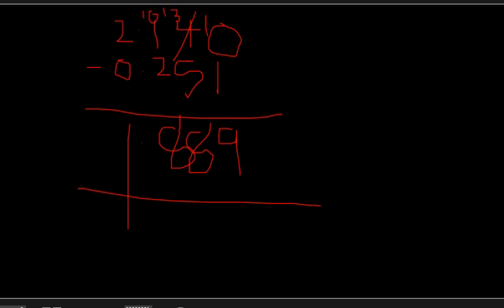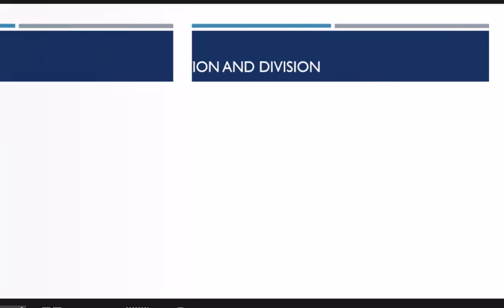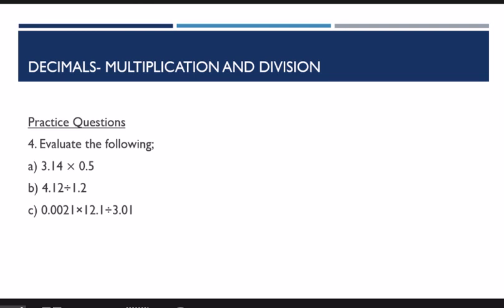Okay, so let's do one example and another example here. One example for multiplication and another for division. 3.14 multiplied by 0.5. Okay, forgive my writing. So how do you do this here? Okay, this has 2 decimal places and this has 1. So you have to put a 0 here so that they can be uniform.